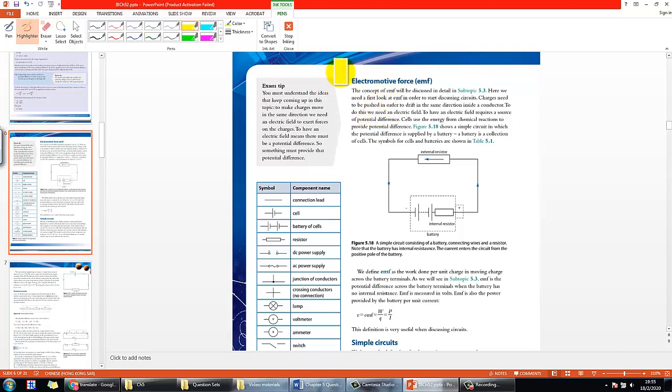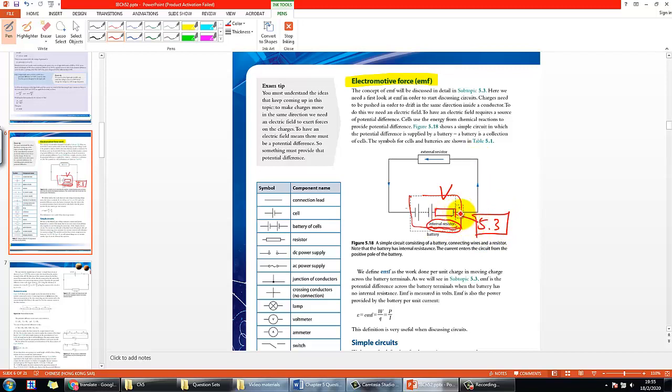The first thing is EMF. EMF is basically the idea of how much voltage is provided by the battery. Well, actually, this is not the battery; this whole thing is the battery, and this is called the internal resistor, which we'll be talking about in 5.3. I don't think you need to care about these for now. We'll talk about that in detail.